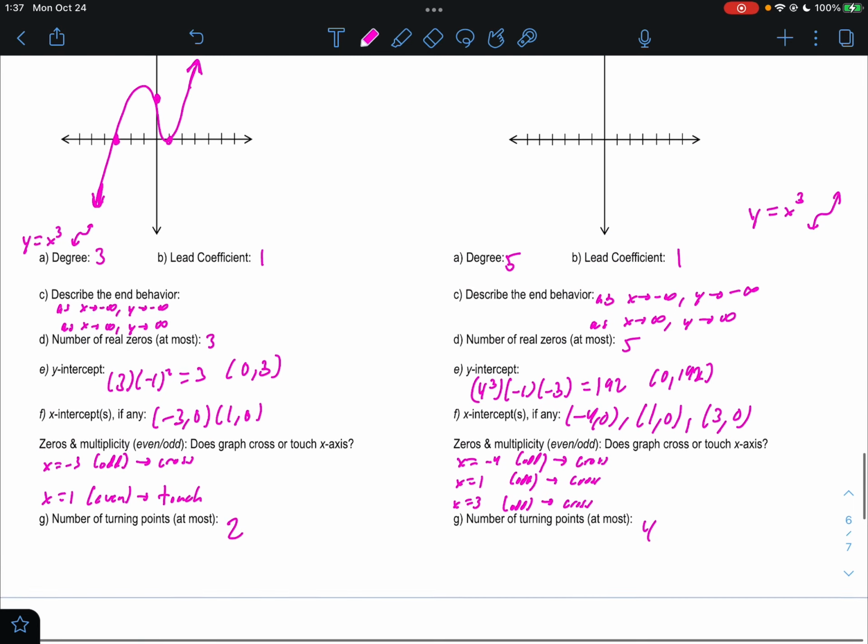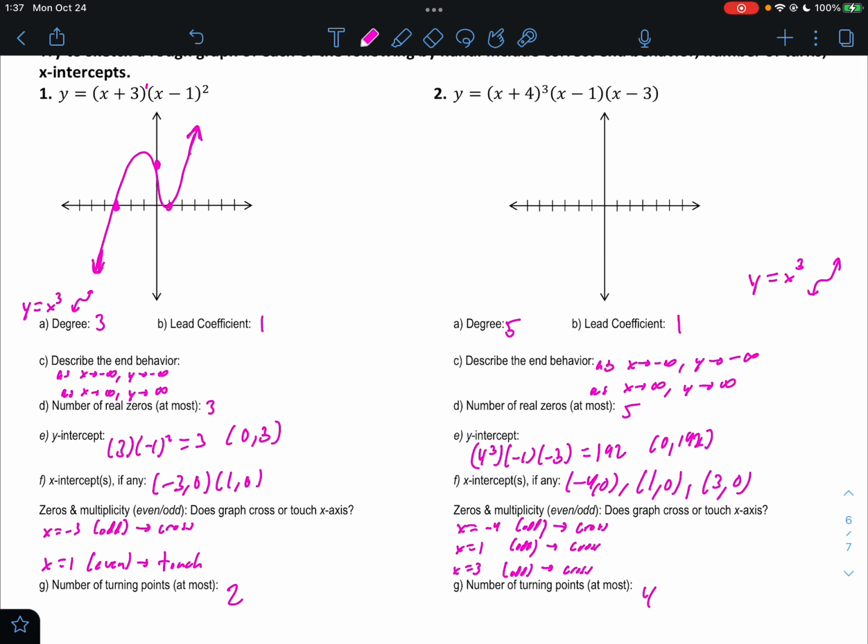Now we can plot this. Let's plot the points that we know. Negative 4, 0, 1, 0, and 3, 0, and then 0, 192. We'll just put that up there. We talked about earlier, we don't really care about the y-axis where the y-axis is numbered here. The end behavior we know is going to again look like this. So if we start to draw our graph in, cross, cross, cross, across all three of those intercepts, and there's our picture of what our graph should look like.